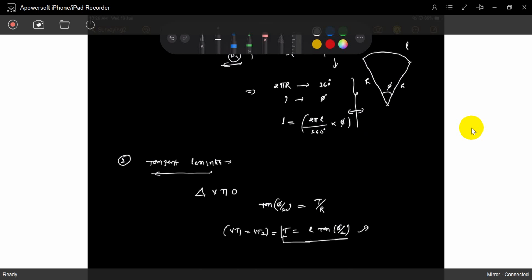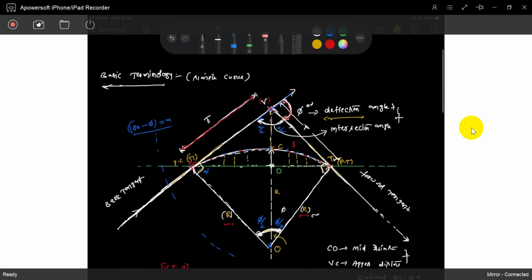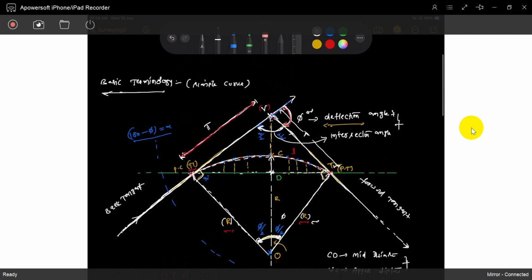Sir, what is the use? If you know R and the deflection angle phi, we can select this point from this point. Say this point is at chain 1000, and the tangent length is 200, so we already draw a straight line, and it may be 800. So we can fix this point and this point, the starting and ending points of the curve.